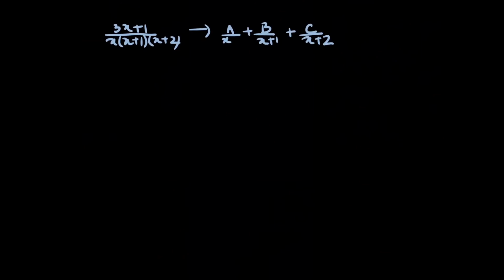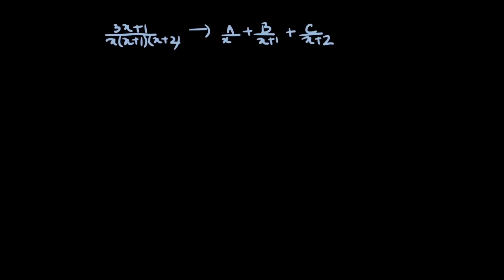Now, suppose you don't want to go through all the trouble of doing all these steps, or you're in a time crunch and quickly want to check your answers. This shortcut is right for you. Now our question is 3x plus 1 by x into x plus 1 into x plus 2, and we know that our answer should look something like this.